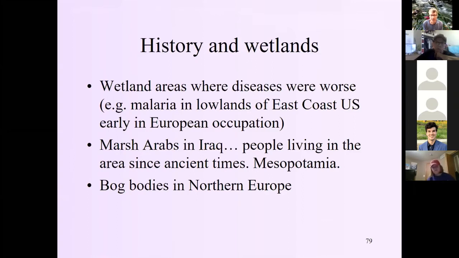The marsh Arabs in Iraq, there were people living in this area since ancient times. So this is where Mesopotamia was, sort of the cradle of part of civilization. And many of these people were living in wetlands, which is now much drier than it was then. And the marshes are still there. The marsh Arabs are still there. The Iraqis are really doing some damage to them, both by water extraction and also just going after the people that live in these marshes.